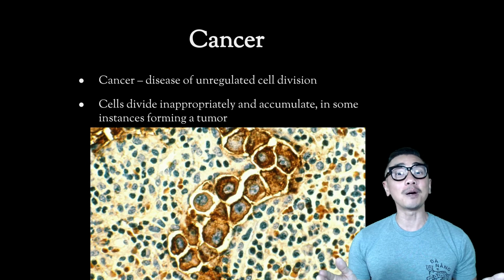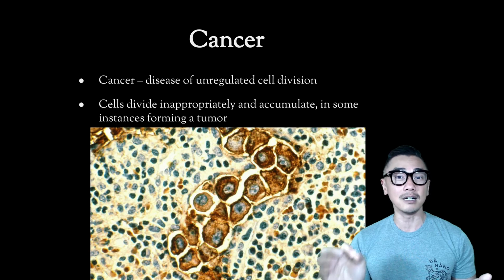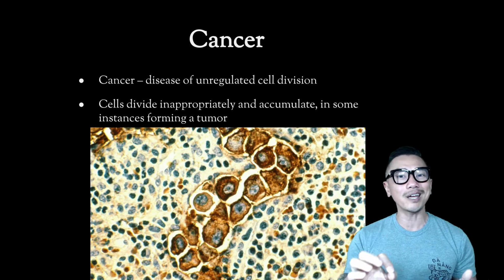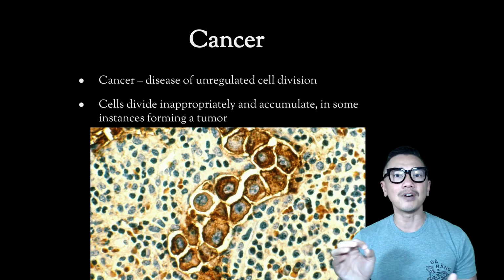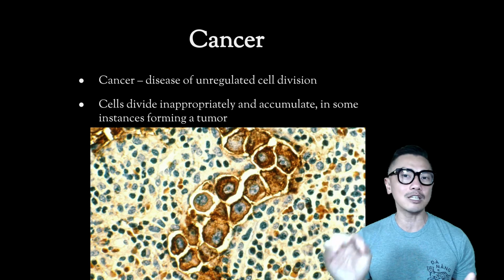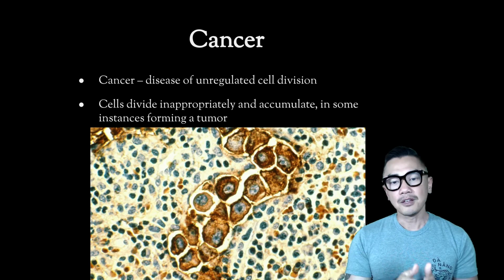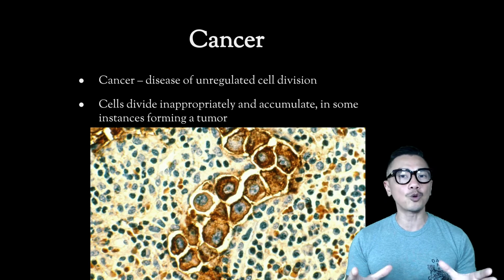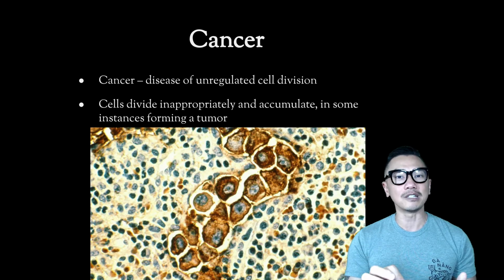This chapter is about cell division, and cancer is a disease where cells divide uncontrollably. The body is no longer able to regulate cell division in these cells. Cancer cells divide inappropriately and can accumulate. In these cases, they can form tumors. The photo on this slide shows cancer cells in the middle, surrounded by normal cells. Cancer cells are physically and functionally abnormal.